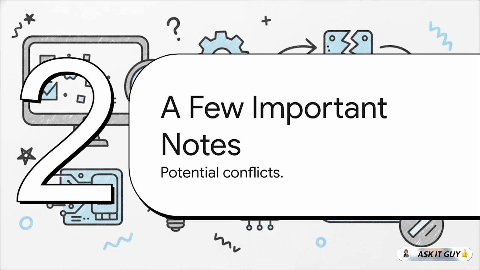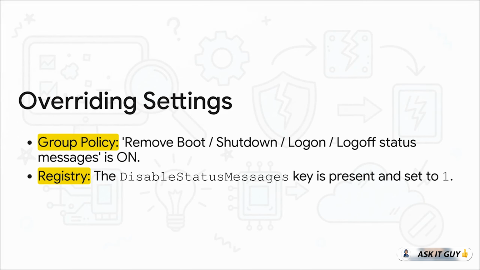Now, before we wrap this up, there are a couple of really important things you need to know. It's totally possible to enable verbose messages, only to find they don't actually show up. And this usually happens because another setting is getting in the way and overriding it. So if you followed all the steps and you're still seeing those old generic messages, you need to check for these two culprits. First, there's a group policy setting that's specifically designed to remove status messages. If that's enabled, it's going to win. And second, in that same registry location we visited earlier, if there's a key called DisableStatusMessages and it's set to 1, that will also shut our detailed messages down, so just make sure both of those are turned off.